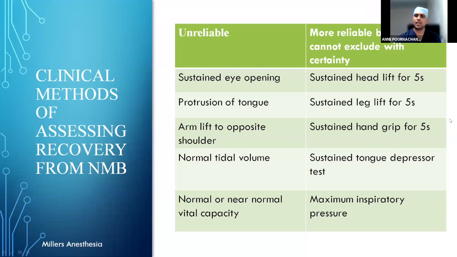These are some of the clinical methods that we commonly use to assess patient recovery from neuromuscular block, like sustained head lift for 5 seconds, sustained leg lift for 5 seconds, sustained hand grip for 5 seconds, but all of these are unreliable and they cannot exclude with certainty residual neuromuscular block. With all these clinical tests, patients can pass at a TOF ratio of 0.4 and between 0.4 and 0.7. But for extubation, the criterion is a TOF ratio of 0.9 or more.